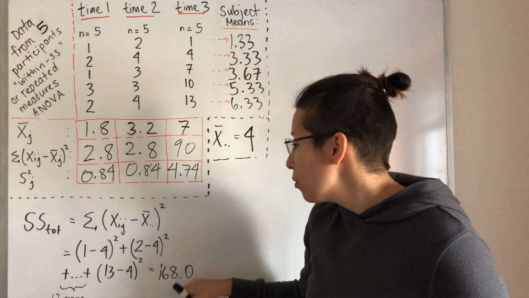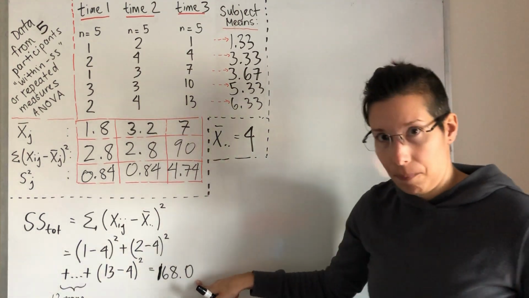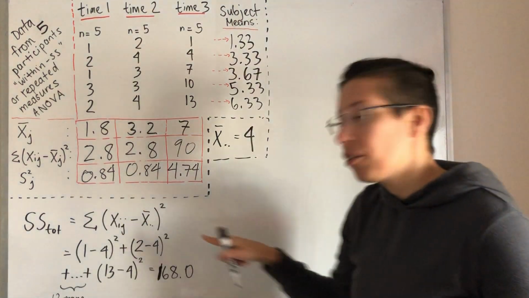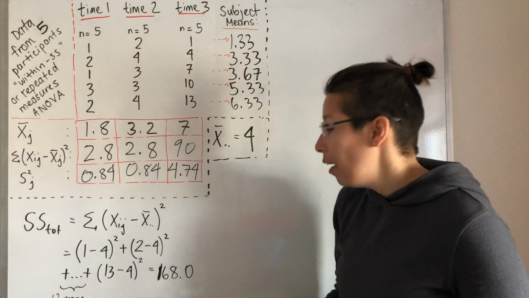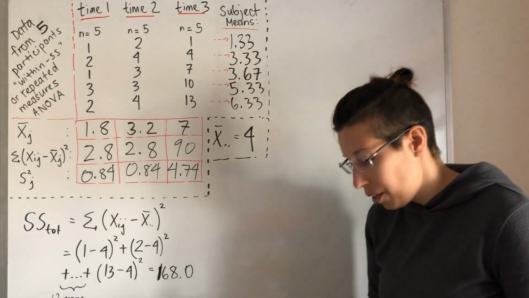So the sum of squares total when we do this procedure is 168. And so please feel free to check that. Maybe I made a mistake. If I did, apologies, but we'll go with that number just for understanding the process here.